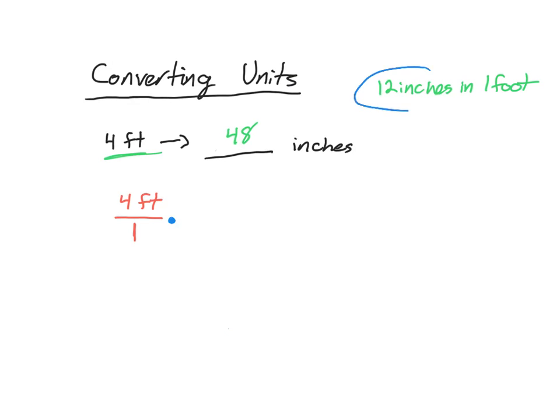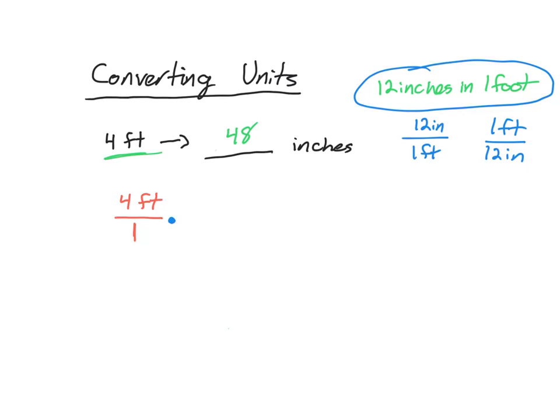So, for instance, let's say we have 12 inches per 1 foot. 12 inches and 1 foot is a conversion factor. These two things, 12 inches and 1 foot, are the same quantity. So this is expressing inches in terms of 1 foot. We can also write this conversion factor as 1 foot per 12 inches. Okay?